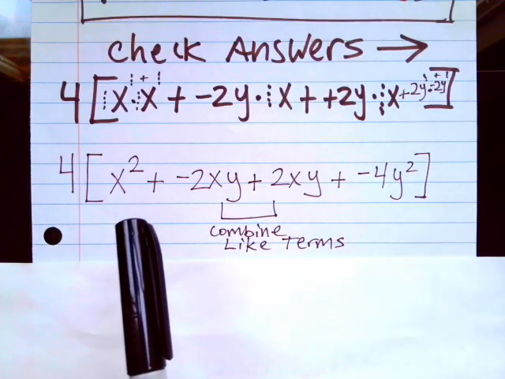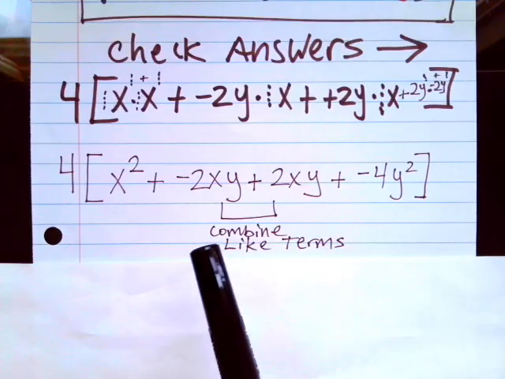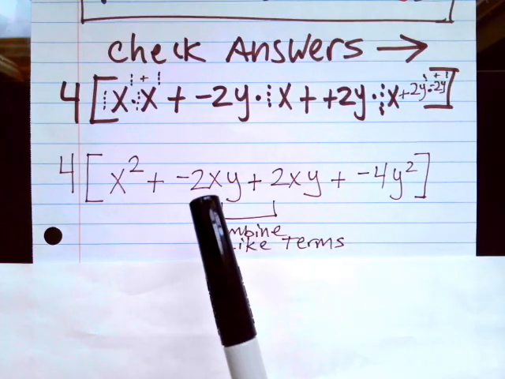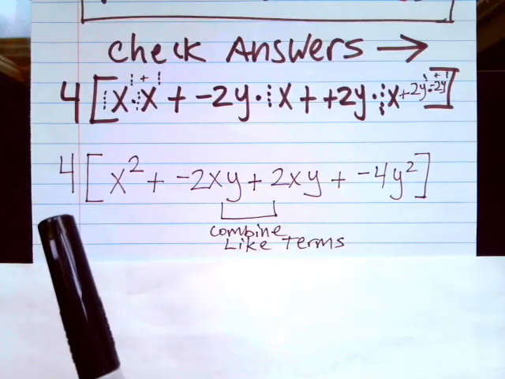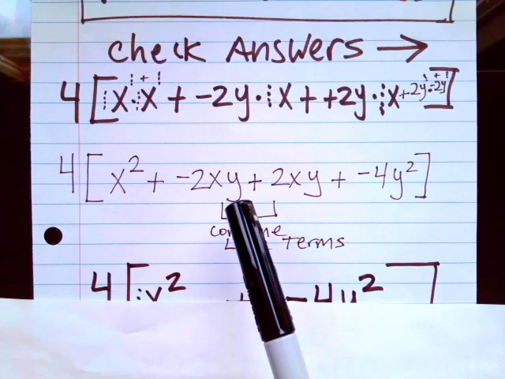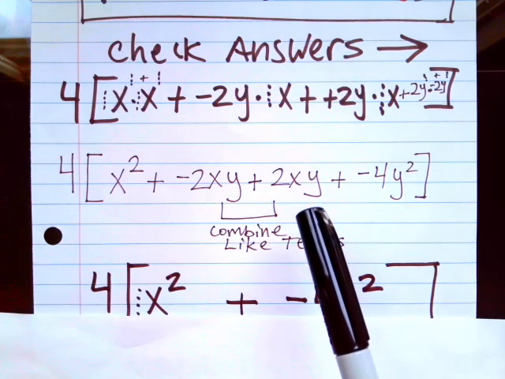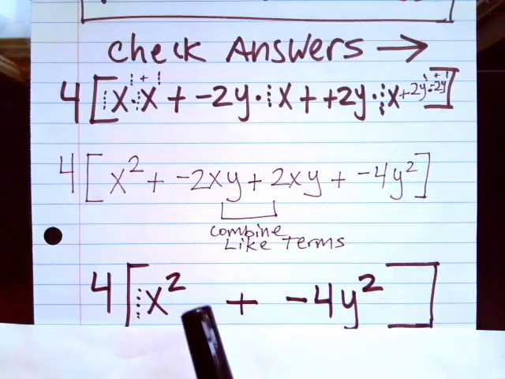Now, there's 2 more steps to check the answers. We're trying to come up with the equation we started with at the very beginning in order to check your answers. But here, 2 more steps. You want to combine like terms, and then we'll distribute that 4. Let's go ahead and take a look. What's a negative 2xy plus a positive 2xy? Well, that's a 0xy. So you have no xy's here in the middle.